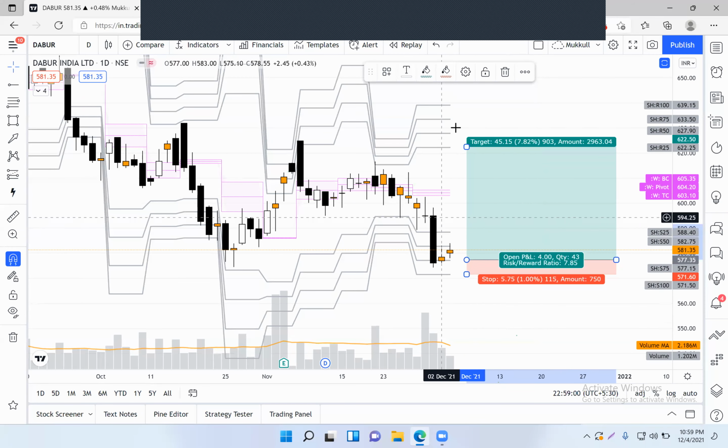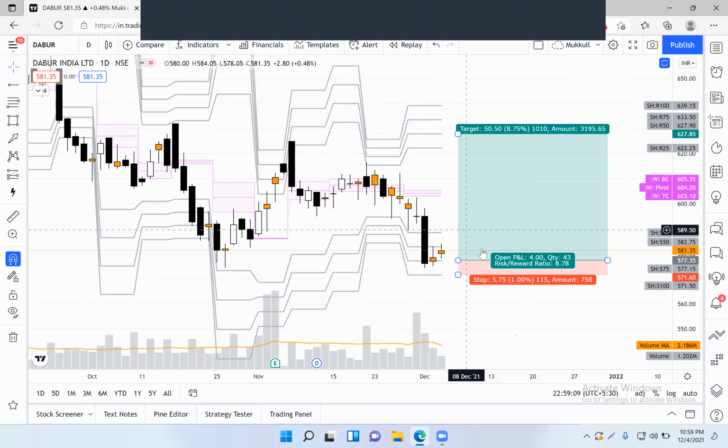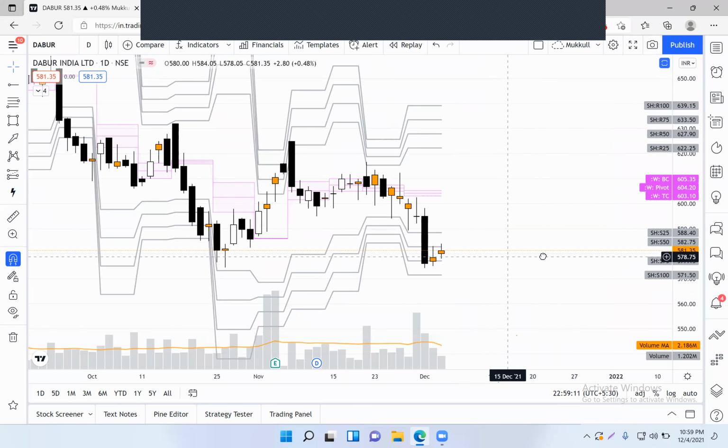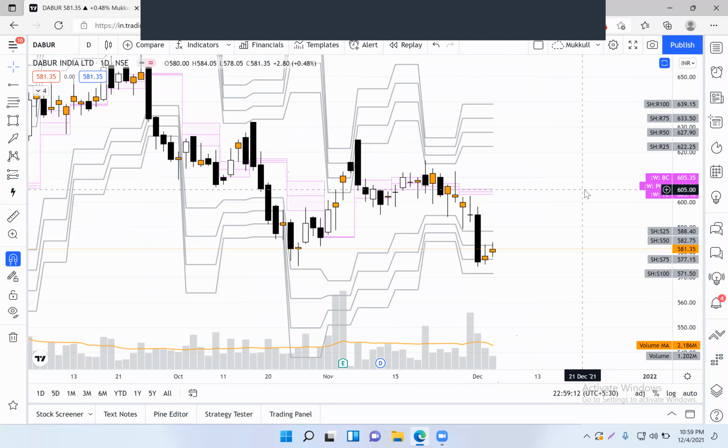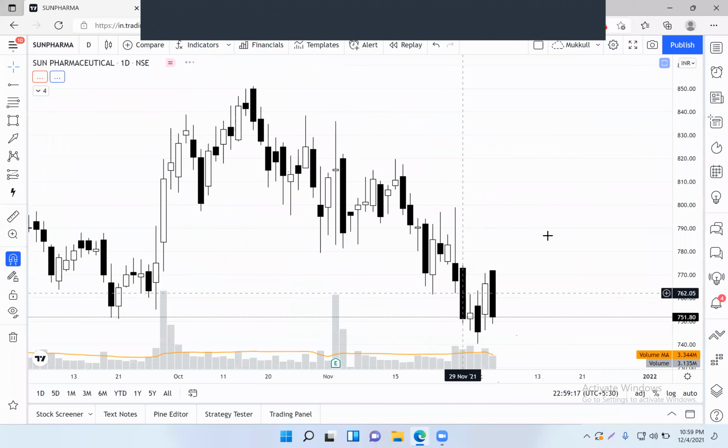So yeah, perfectly. Positional trade, that is nothing, right? Even you can target till here. That will depend on how it is moving up. Okay, yeah, perfectly. Yeah. Thank you so much, Mukul. Just for convenience, we're checking.